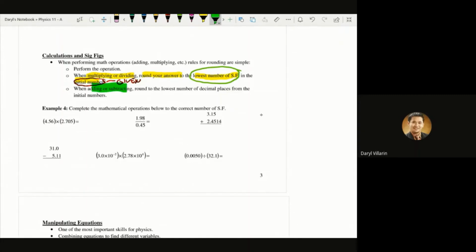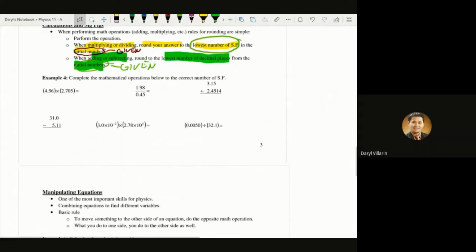So you need to round to the lowest number of decimal places from the initial numbers. Again, when we say initial numbers, these are your given. Okay, so let's try to apply this one here. So for the first one, it's multiplication, 4.56 times 2.705. It could be any quantity.